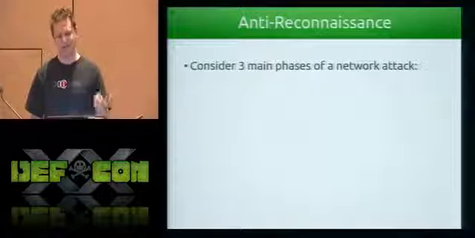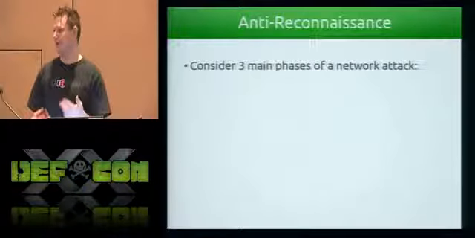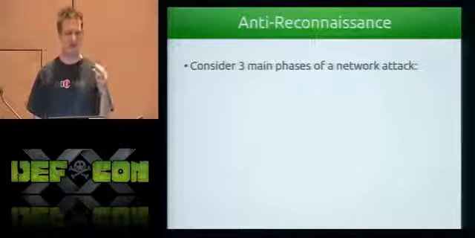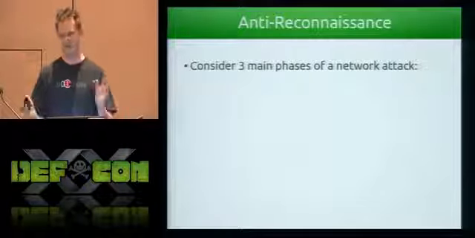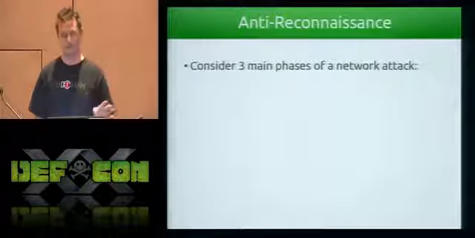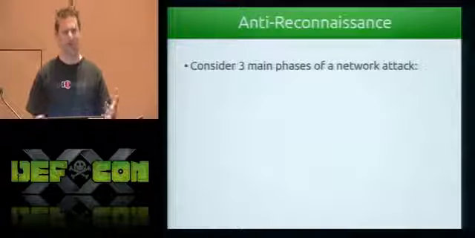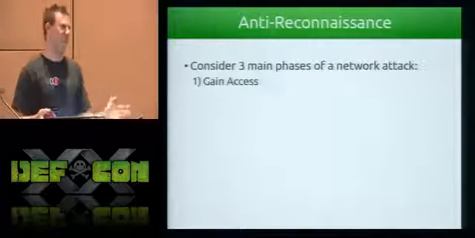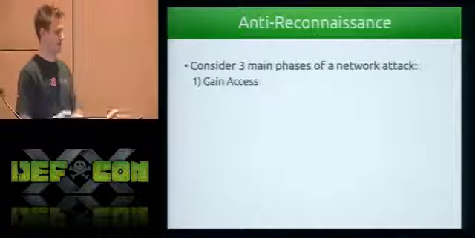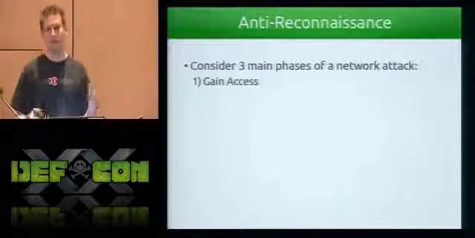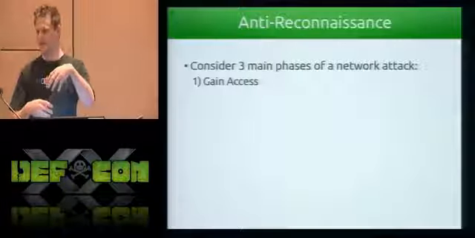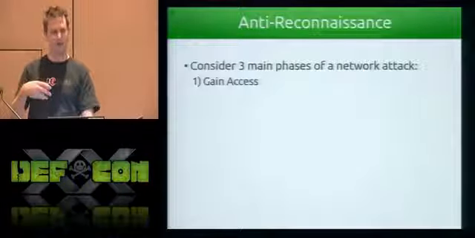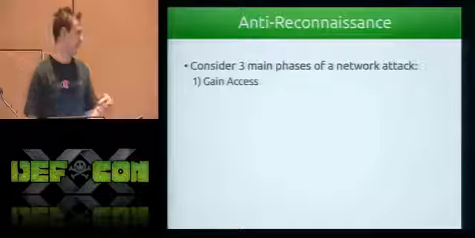So I want to start by saying we're talking about anti-reconnaissance. Generally speaking, there are 3 main phases of a network attack. You're not going to find this in a textbook anywhere, because I completely made it up, but I think you'll find that it's roughly true. Step 1 is gaining access to the network that you want to attack. This can happen in a number of ways. It could be that you are exploiting some externally visible web server that's also connected to the private network, or it could be that you drop a bunch of USB sticks.